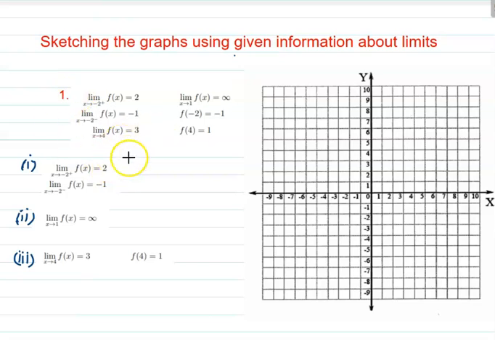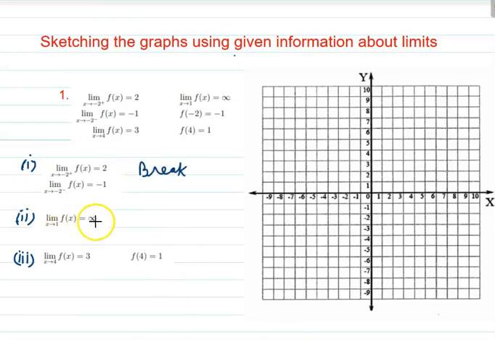First, we should write the interpretation of each limit. We should write them in words so that can be helpful in sketching the graph. Here we see that the left limit and the right limit are not same when x is approaching -2. Graph is approaching 2 from the right side of -2 and it's approaching -1 from the left side of -2. That means there would be a break in the graph at -2. So we can write this information here.